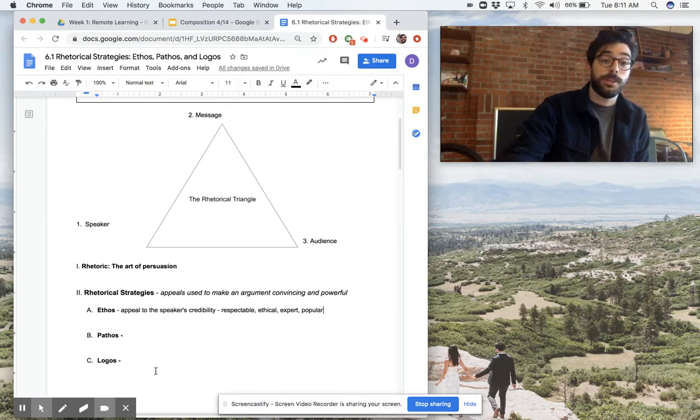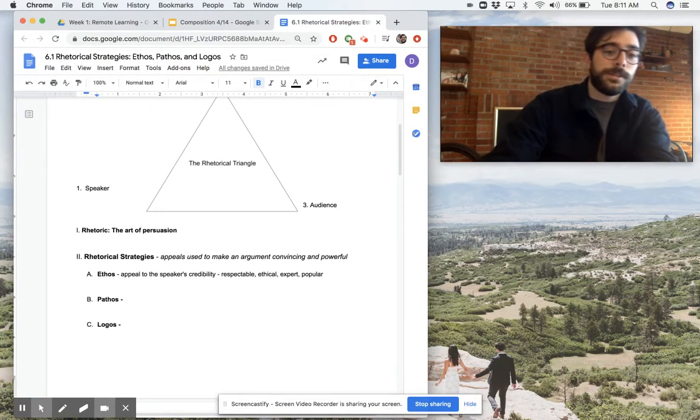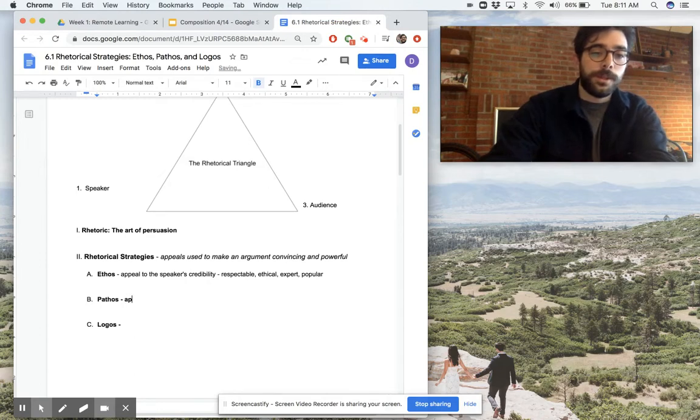We call that ethos. The next appeal is pathos. If you're using pathos, what you're doing is you're going to appeal to the audience's emotions.